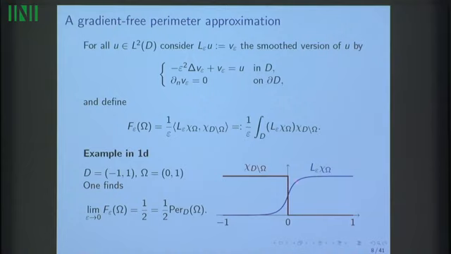And in fact, what you obtain with direct calculation, so you can solve this by hand and calculate this, at the limit you find 1/2. And in 1D, the perimeter of this omega is the number of jumps, since it's 1. So it's half of the perimeter. So this is what happens in 1D, and intuitively it happens the same in all dimensions.